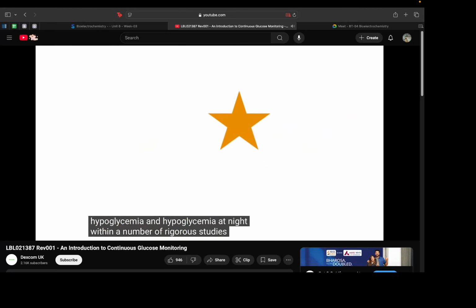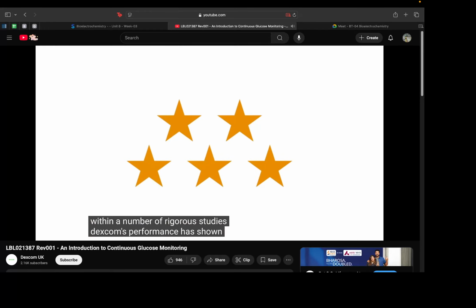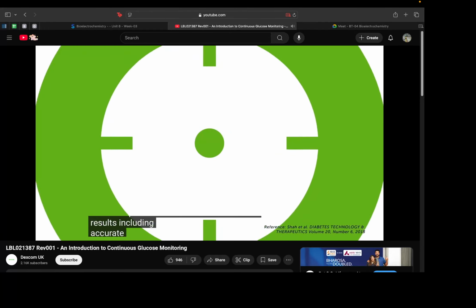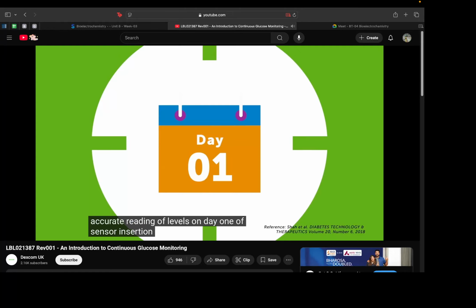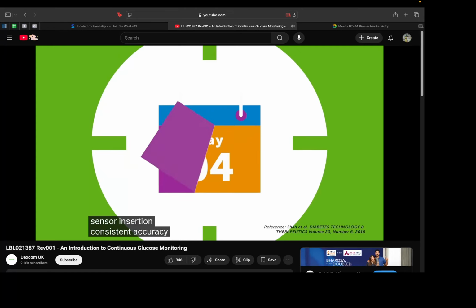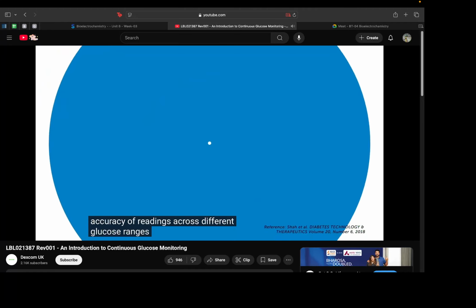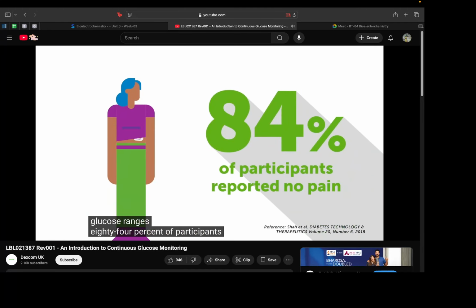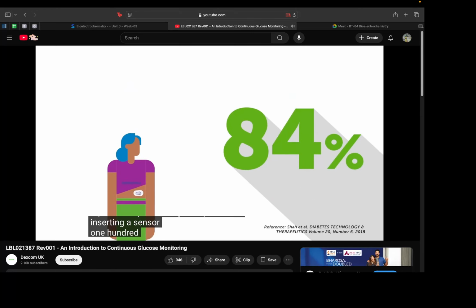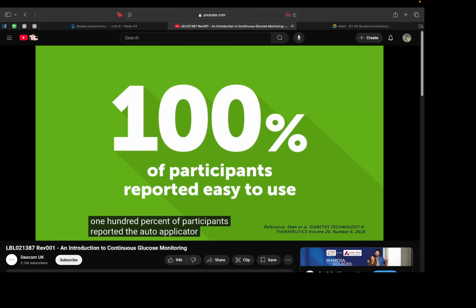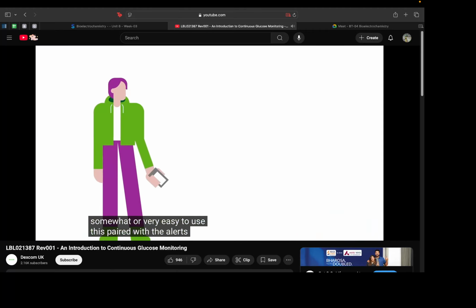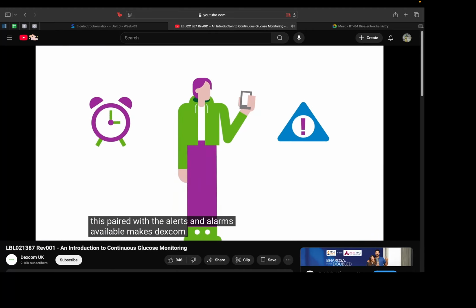Within a number of rigorous studies, Dexcom's performance has shown excellent results, including accurate reading of levels on day 1 of sensor insertion, consistent accuracy of readings over time, accuracy of readings across different glucose ranges. 84% of participants reported no pain or only mild pain when inserting a sensor. 100% of participants reported the auto-applicator was somewhat or very easy to use. This, paired with the alerts and alarms available, makes Dexcom a leading option for diabetes treatment.